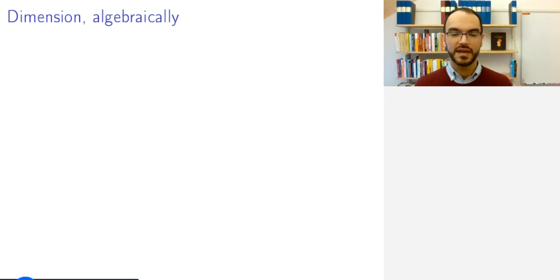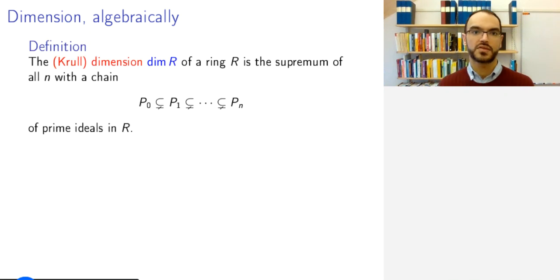Let's now look at an algebraic view of this. All of this is perhaps easy to see, but at the same time, it seems that we need a more rigorous apparatus than just picking points and drawing lines to determine the dimension of a variety. So let's put varieties and topological spaces aside and consider rings. We want to define the dimension of a ring. So the dimension, or more precisely the Krull dimension of a ring R, is the supremum of the lengths of all chains of prime ideals in R.